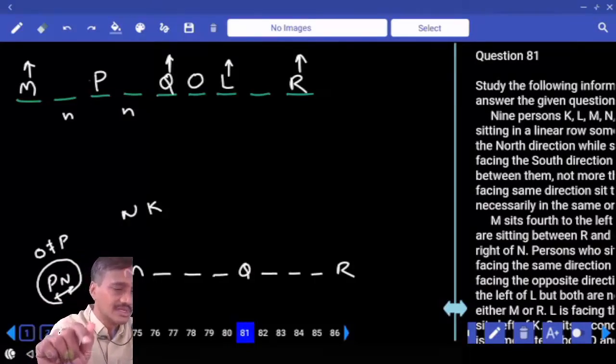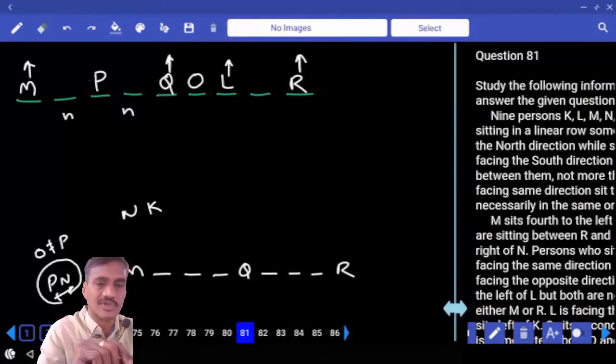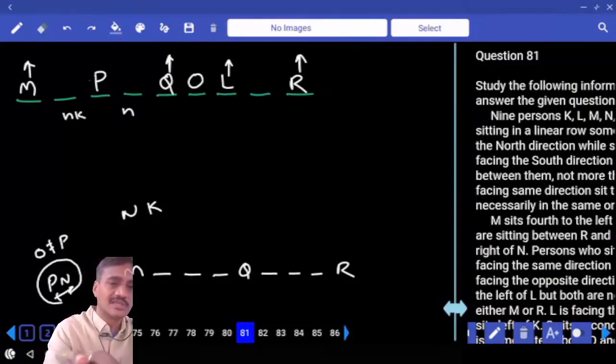And where should this end? N sits second to the left of K, N is seated second to the left of K, hence R and K must be in these two places.